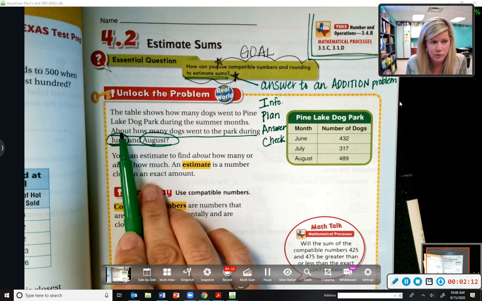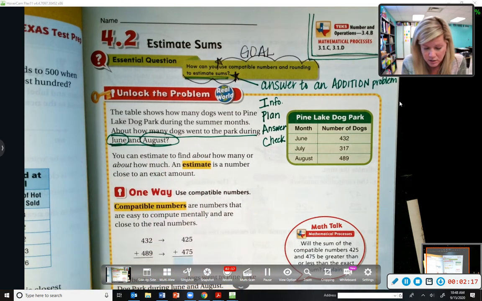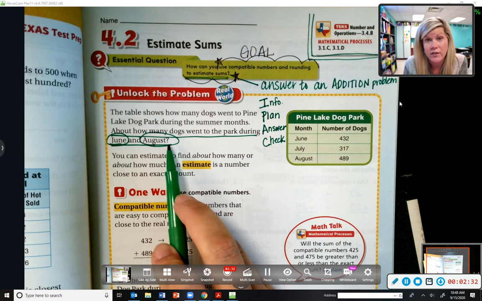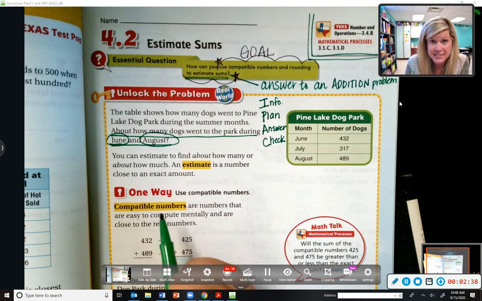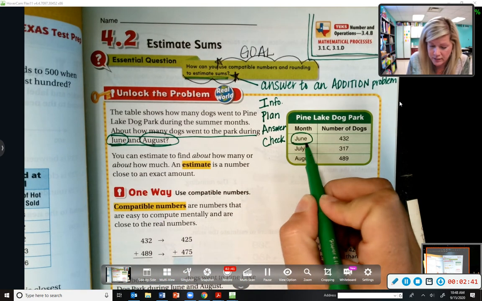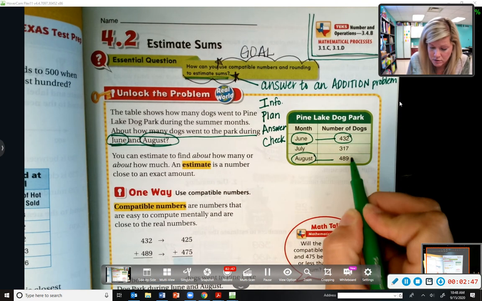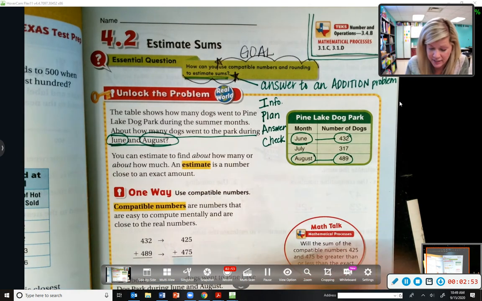Okay, so let's go ahead and read this first problem and see why I've circled and underlined some of this information. The table shows how many dogs went to Pine Lake Dog Park during the summer months. About how many dogs went to the park during June and August. Okay, so I've underlined the question because I need to know what they're asking me. That's very important. And June and August is circled because those are the months I need to look at in my table. So let's go over here. We're also going to circle June and August in our table. This just helps me focus on what information is needed, not this extra information.